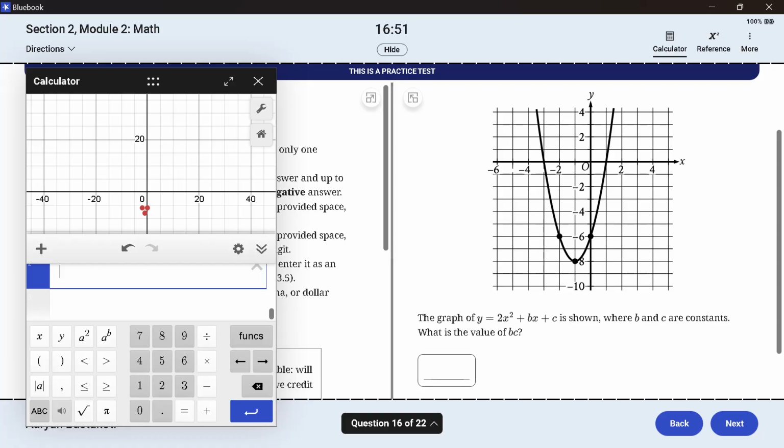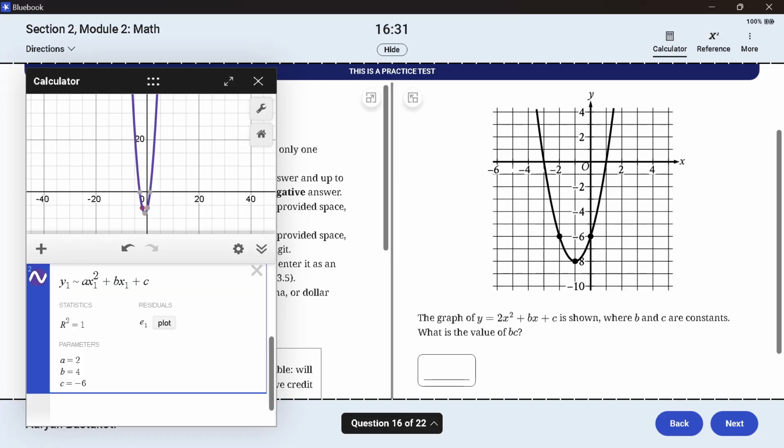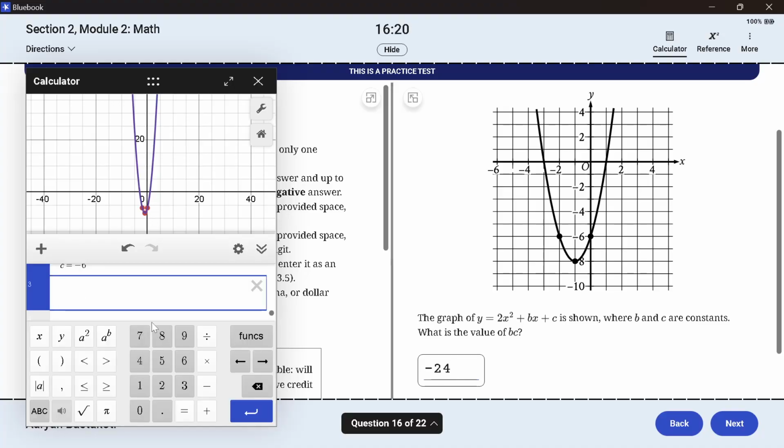Then using regression, y1 tilde a x1 squared plus b x1 plus c. Okay, if you do this, you get a, b, c as 2, 4, -6. A is 2, bc is 4 times -6, which is -24. -24 is the right answer.